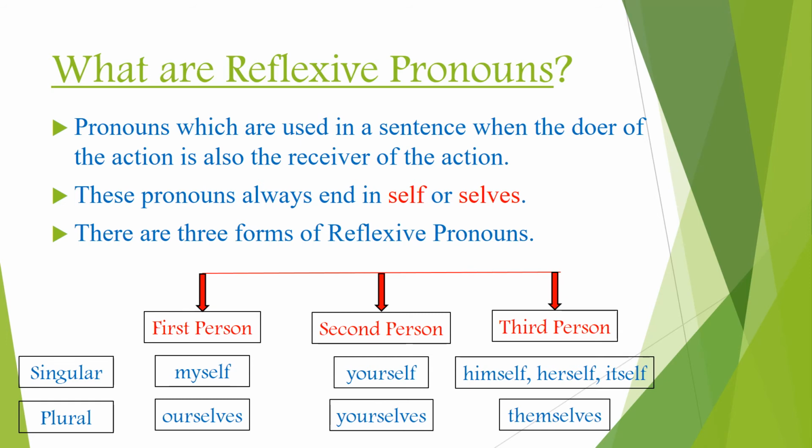And the plural form of these 3 third person reflexive pronouns is themselves. So if we are talking about the third person, and if I want to use a reflexive pronoun for the third person and they are in plural, I use themselves in a sentence. Okay, let's see some examples for reflexive pronouns.